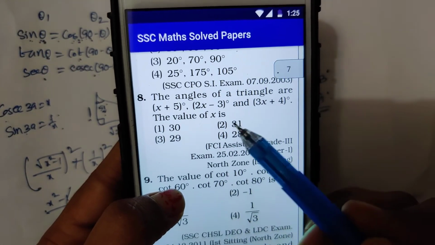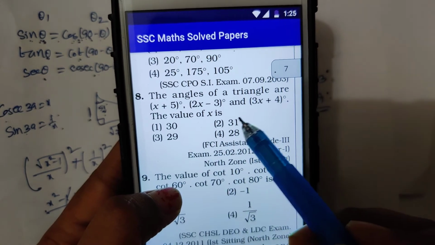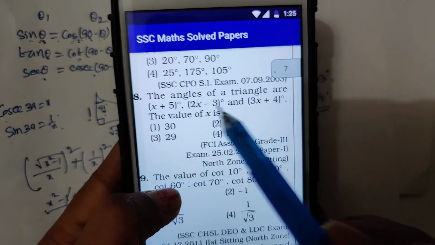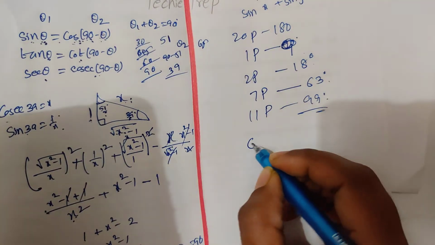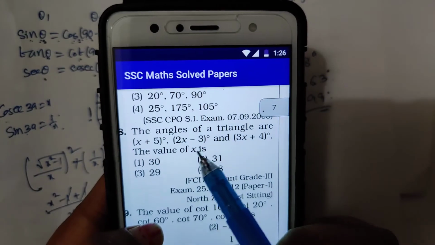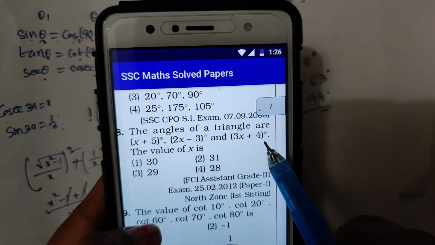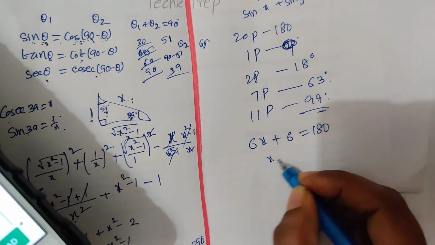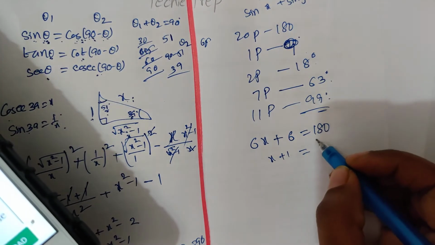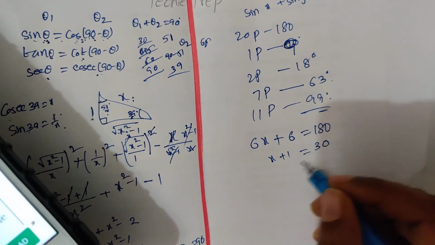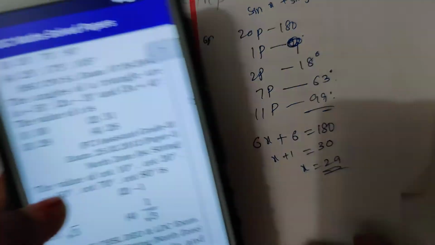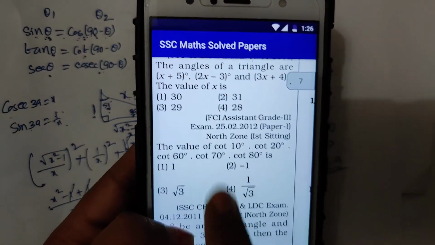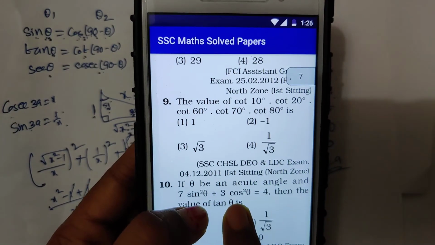Next, going to next. Angles of the triangle are given, then the value of x. We already know sum of 3 angles is 180 degrees. x plus 2x, 3x. 3x plus 3x, 6x. So we write 6x plus 5 minus 3 means 2. 2 plus 4, 6. 6 is equals to 180 degrees. Taking 6 as common, x plus 1 is equals to 180 by 6. 6 3s are 18. Okay, x is equals to 29. Then we can directly write it as 29. Option number 3.